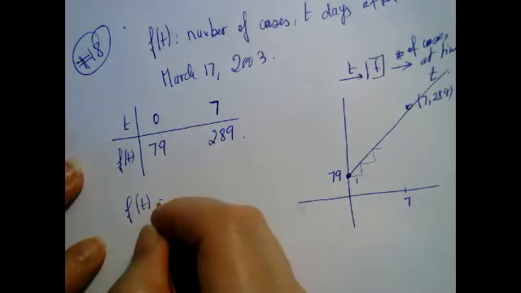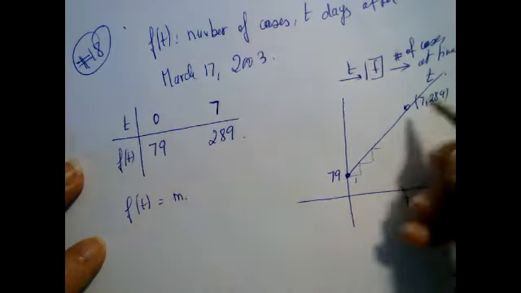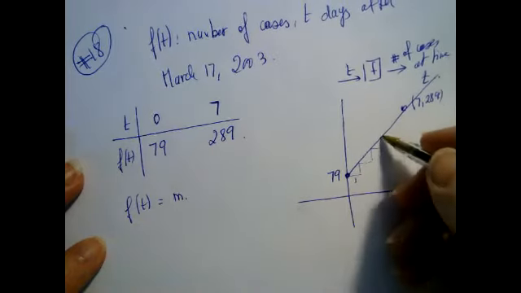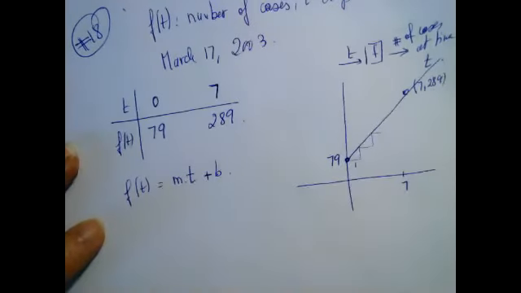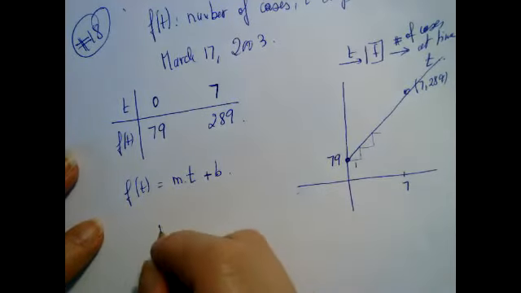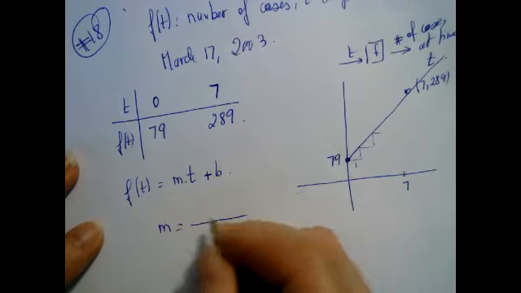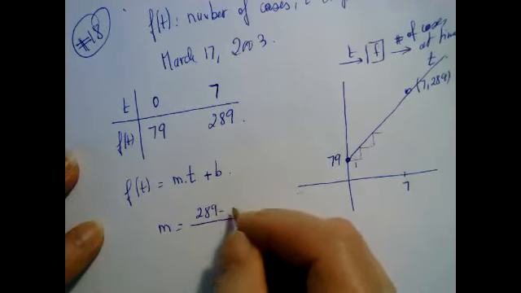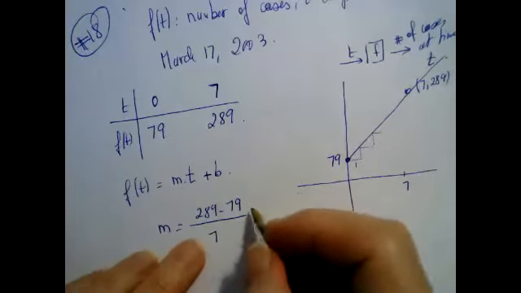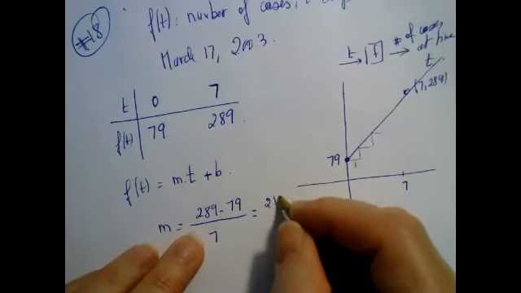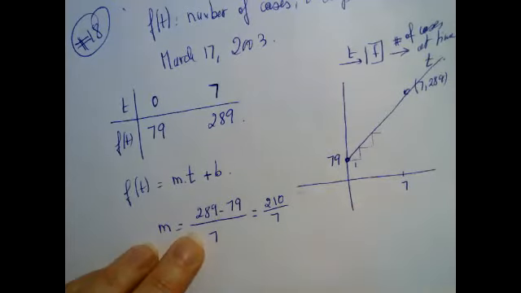F of T is linear. So it means finding a formula. It means finding the rule. You have time. It gives you the number of cases. That's the rule. Now we have to find M and B. What's the slope here? It's 289 minus 79 divided by 7. And that should give me 210. Please correct me now. Am I right?